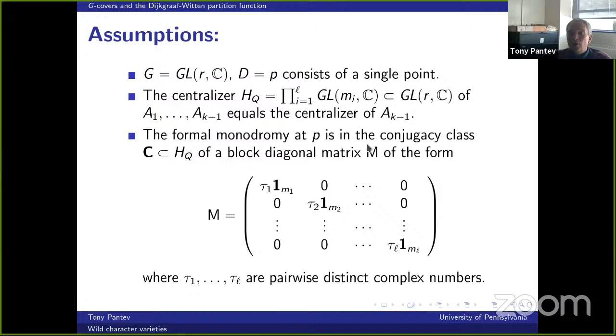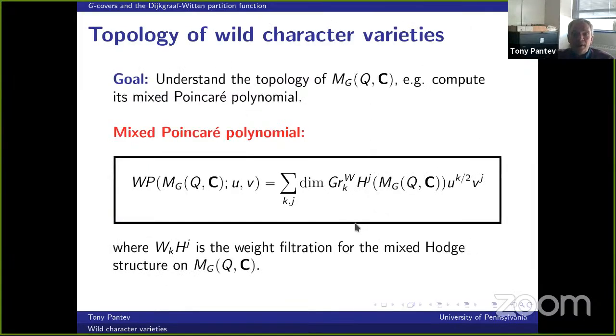And the formal monodromy is just going to be a block diagonal matrix, which is going to be the conjugacy class of multiples of the identity, where these phases here are just pairwise distinct complex numbers. So I'm just going to concentrate on that character variety. And my question is how to understand the topology of that character variety.